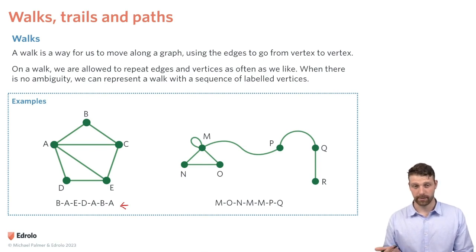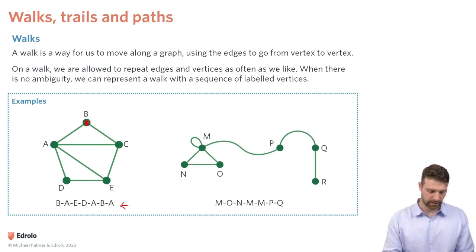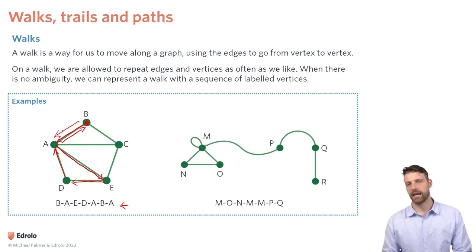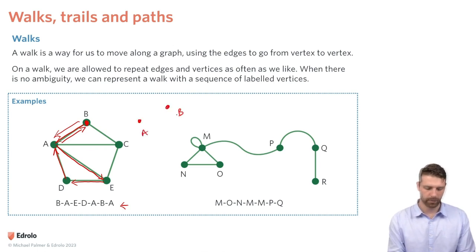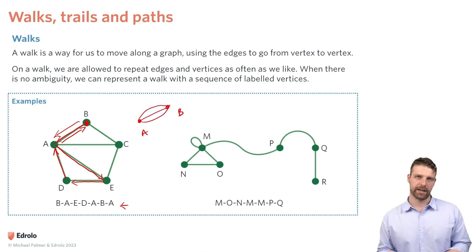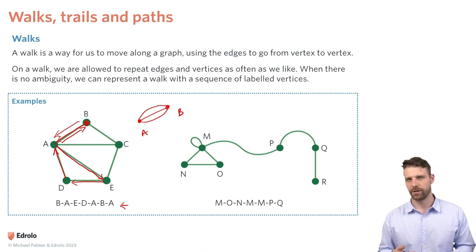So let's have a look at that. Let's start at B and let's go to A and then we'll go to E, D, A, B, A. So you can see we visited the same vertex more than once. We visited A a few times there and we walked along that AB edge a few times. That's a walk. The repetitions are allowed in a walk. If we had a connection A to B and we were using this vertex notation, if there are multiple edges on A to B, it can be unclear which edge we're walking along. So just keep an eye out for that.